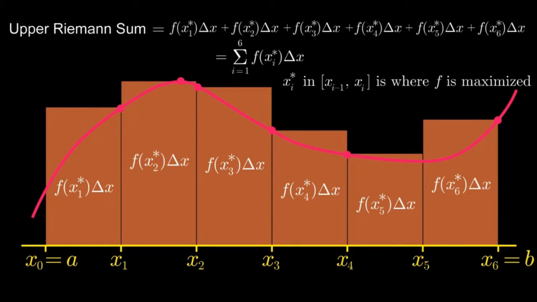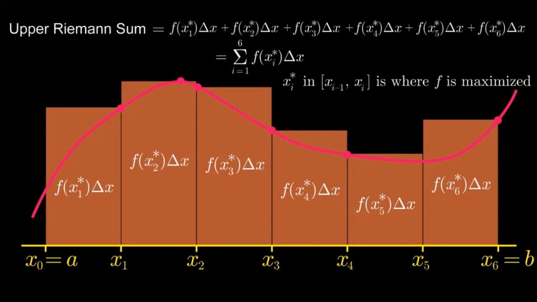Here is yet another kind of estimate for the area. We take the maximum of f on each subinterval, and we use these as the heights of our rectangles. Again, multiply these heights by the base delta x, add them up to get the upper Riemann sum. This is probably not as close as the other estimates we've mentioned. It's in general an overestimate for the area under the curve.